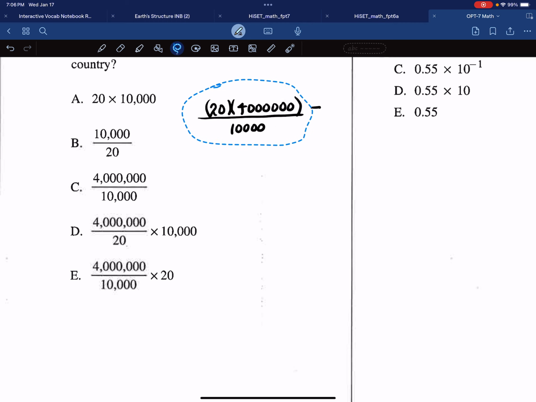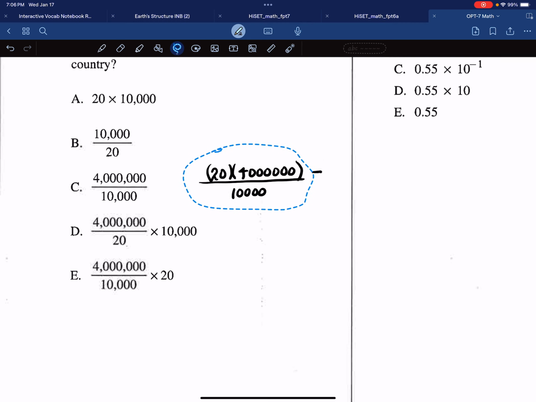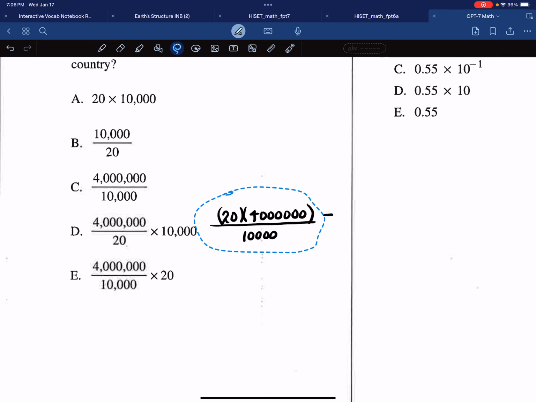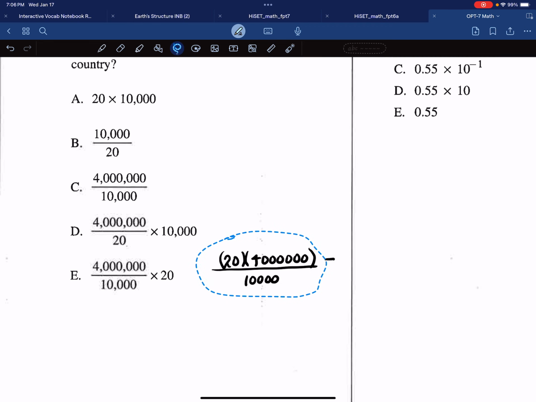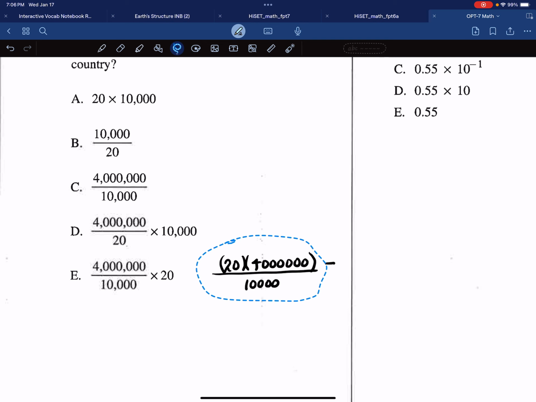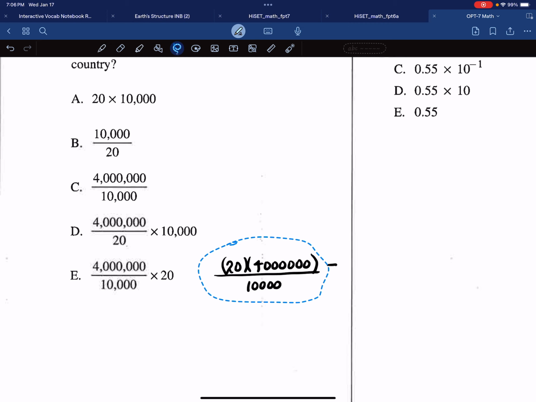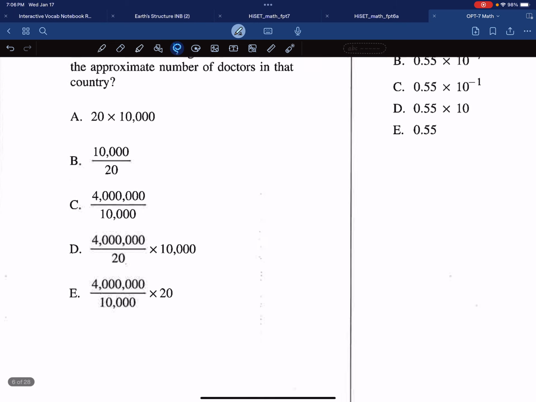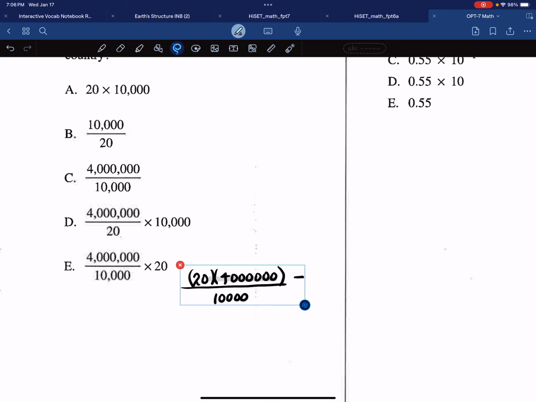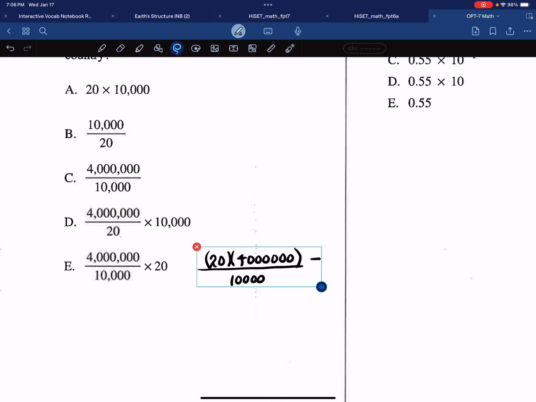A doesn't match. B doesn't match. C doesn't match. D doesn't match. But look at E. E is the closest thing on there that we could do. So let me make a copy of this and then put it back down there at the bottom. And let's look at it right here beside E and figure out how E is the answer. But how is that working out? How is it the answer?